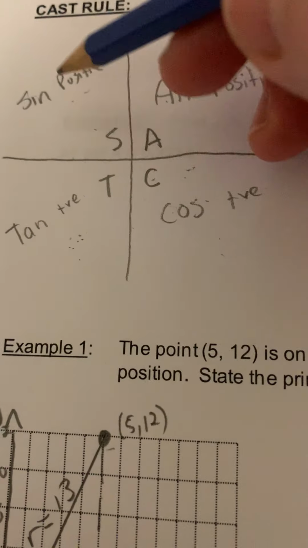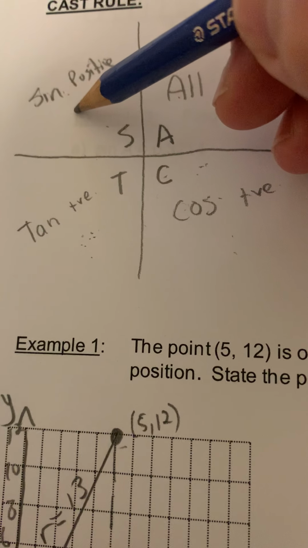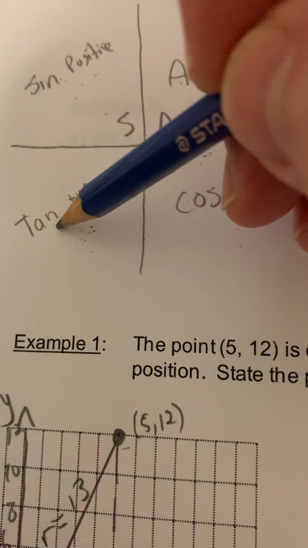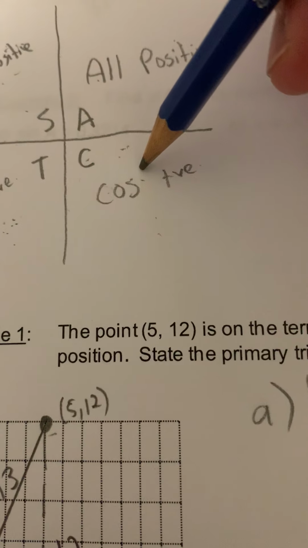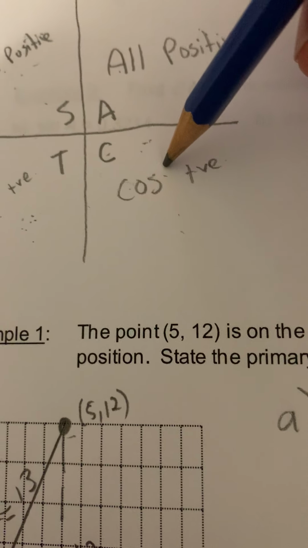Okay, so going back, if sine is positive here, that means cos and tan are negative. If tan is positive here, sine and cos are negative. And if cos is positive here, that means the other two, sine and tan, are negative.